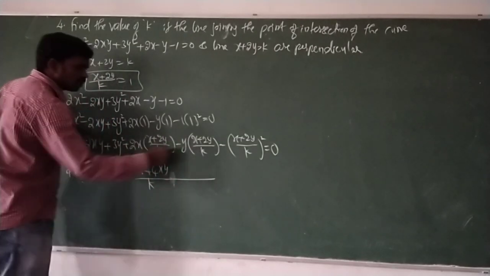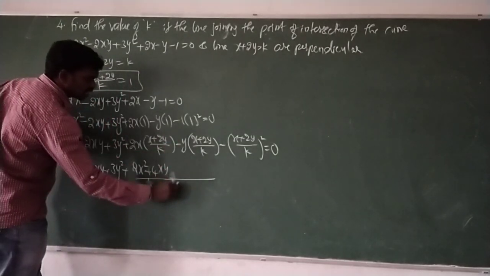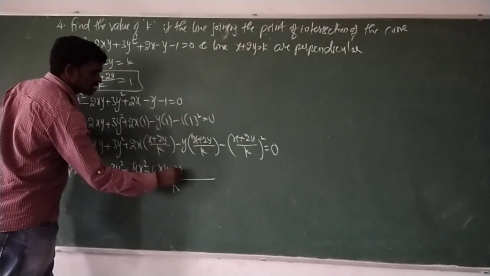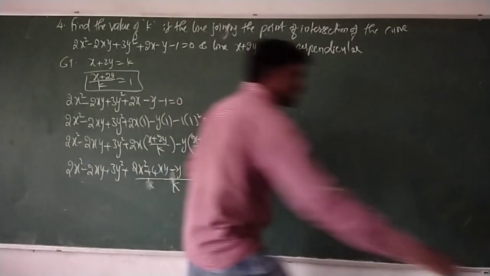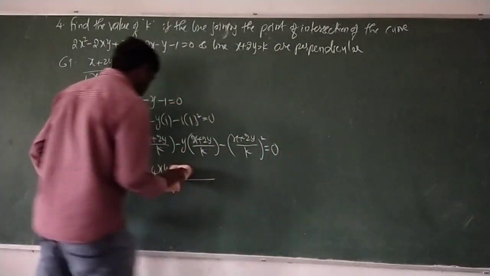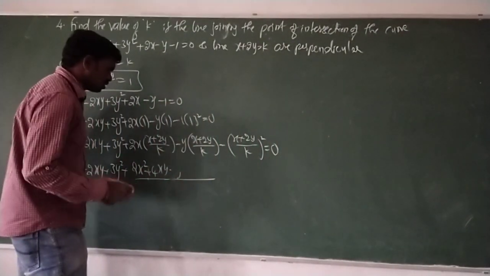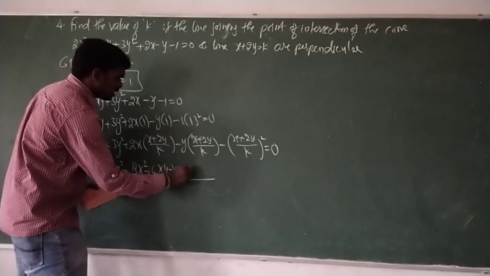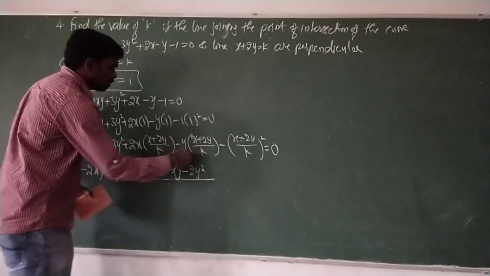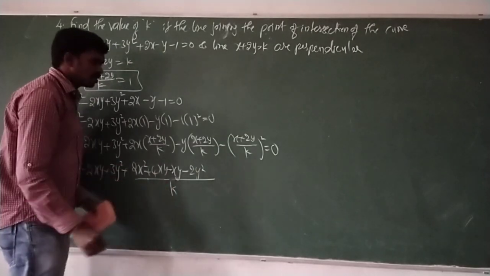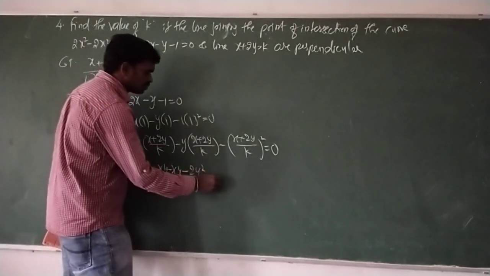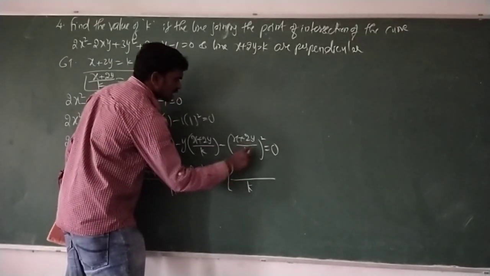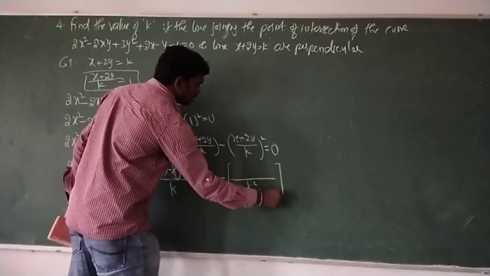See, for both the denominator is k, so that's why I am writing the denominator directly as k and simplifying: minus y into x minus yx, or we can say minus xy. Next, minus y into plus 2y, minus 2y square by k, for both terms k is the denominator, and here minus bracket, denominator k has square, so k square, is equal to 0.